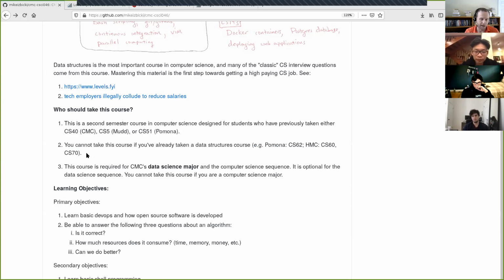Right now, Scripps and Pitzer are both in the process of developing their own data structures courses. And so once those courses are developed, you will not be able to get credit for those courses as well if you take this course. And then the last thing is that this course is really designed for students who are in CMC's new data science major. So if that's your case, then perfect, you're in the right spot. If you are a computer science major, this is not the right spot for you. You cannot take this course. If you're wanting to do the computer science sequence or the data science sequence, then this is also a great spot for you.